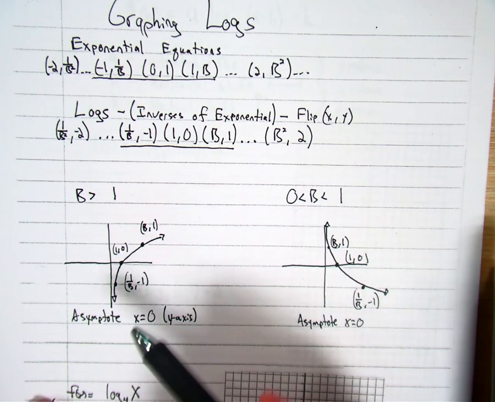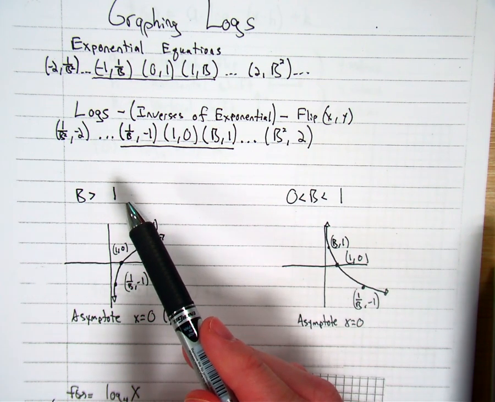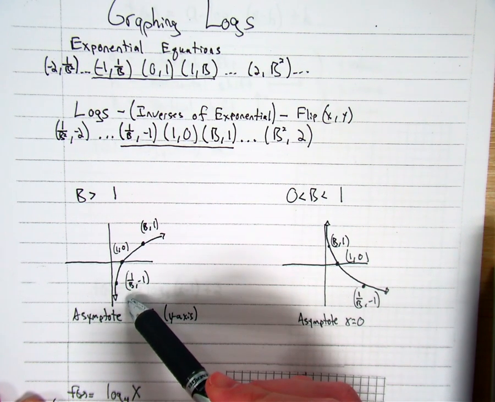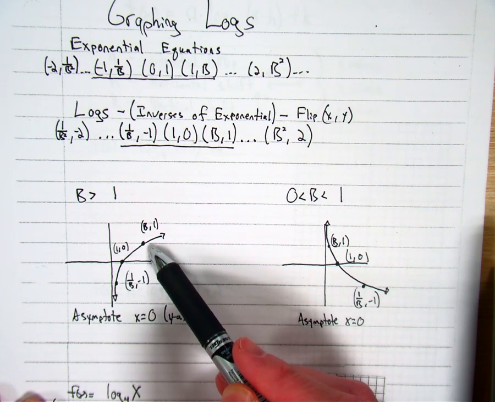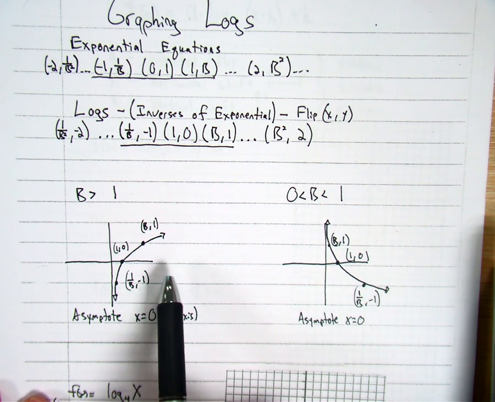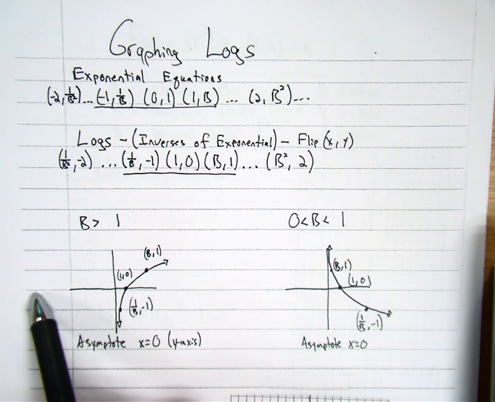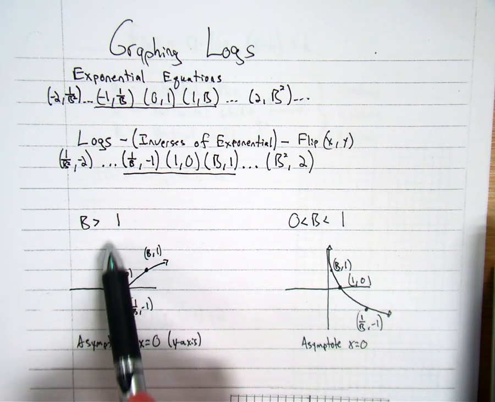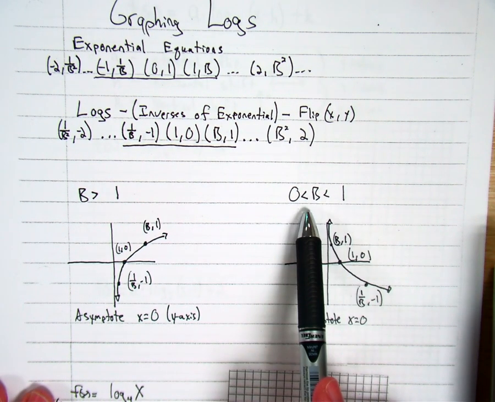If your base b is bigger than 1, this is what it should look like. Let's just pretend it was 2. You'll have 1 over 2 comma negative 1, 1 comma 0, and 2 comma 1. Note this time we have a vertical asymptote. Last time with exponentials we had a horizontal asymptote on the x-axis. Now we have a vertical asymptote on the y-axis.